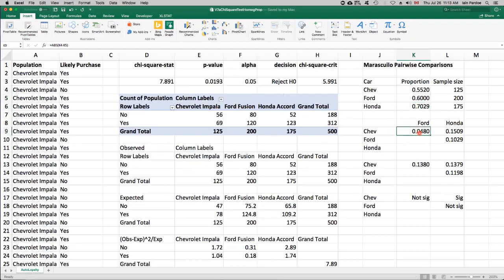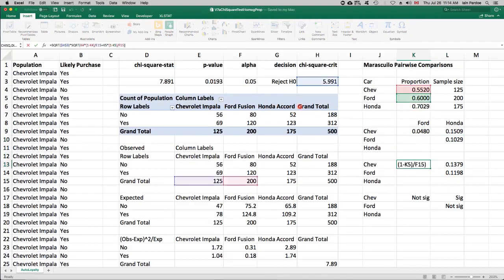And first of all, we calculate the absolute difference in the sample proportions. So that's what this table does. That's for the Chev and the Ford. This one's for the Chev and the Honda. And this one's for the Ford and the Honda. And then we have thresholds that we calculate using, it's a fairly horrible formula, but it uses the sample proportions and the chi-squared critical value and the sample sizes. So we get 3 different numbers for each of the 3 pairwise comparisons.